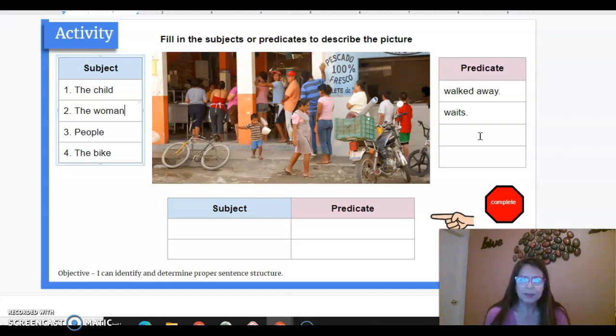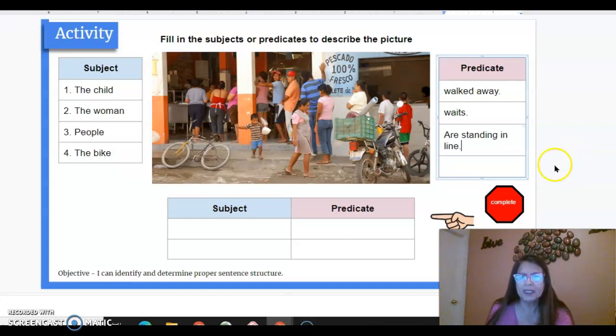Well, I see people standing in line. Would you agree? Yeah, I thought so. All right, so let's put that as sentence number 3. People are standing in line. Okay, so I'm going to change this to a capital A because that's not a capital there. It's part of the sentence.